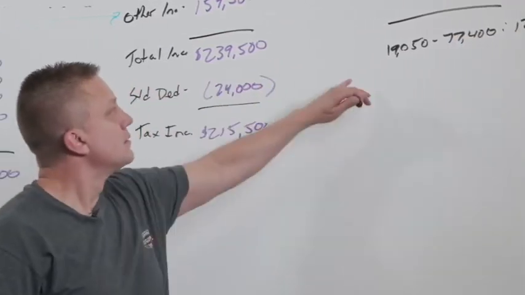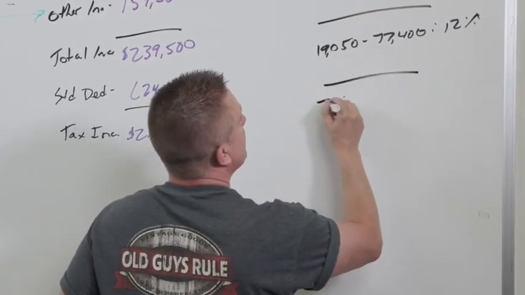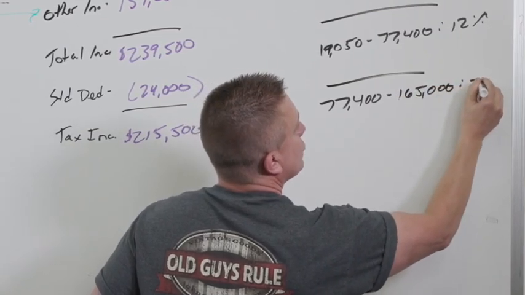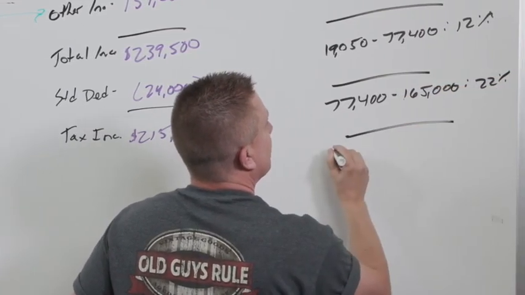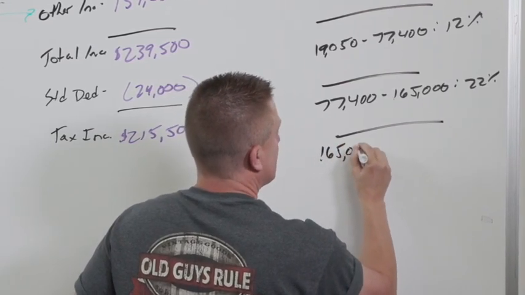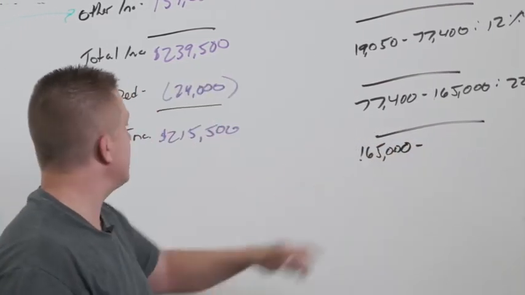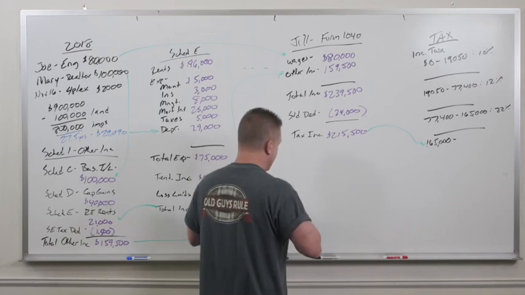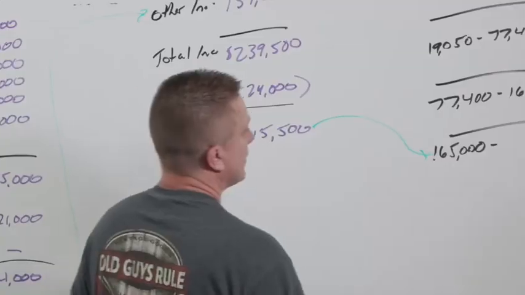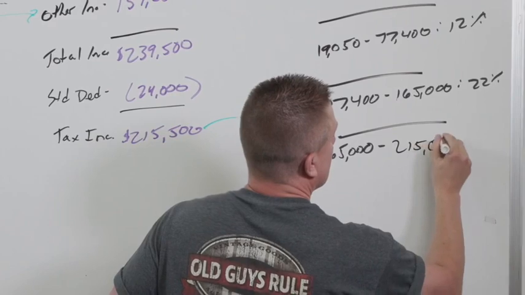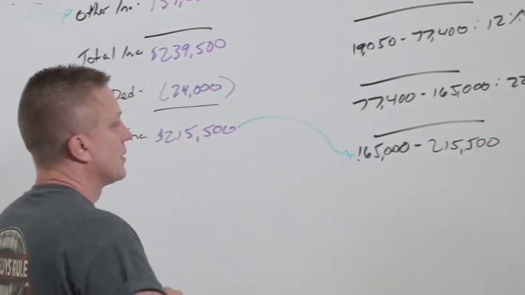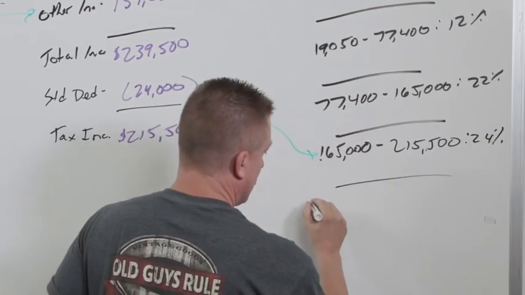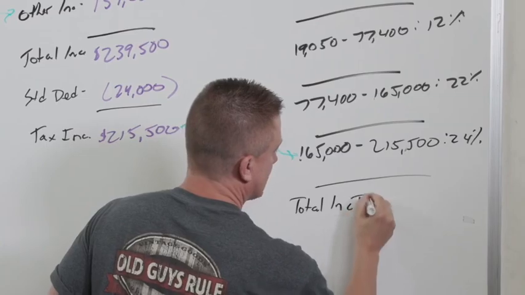The next bracket, 77,400 to 165,000, is taxed at 22%. The last bracket for these guys, 165,000 to actually 315 is the bracket with these guys. I draw the line here. They cap out at 215.5. Where am I at here? 215.5. That's a 5. Okay, that's taxed at 24%. If I add all those up, we get total income tax.